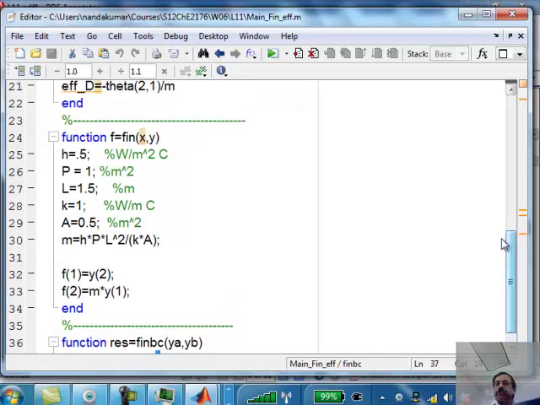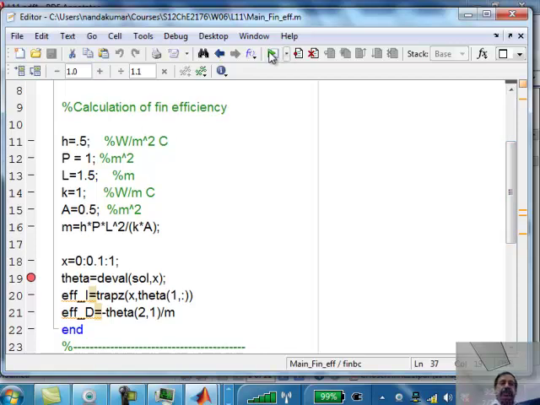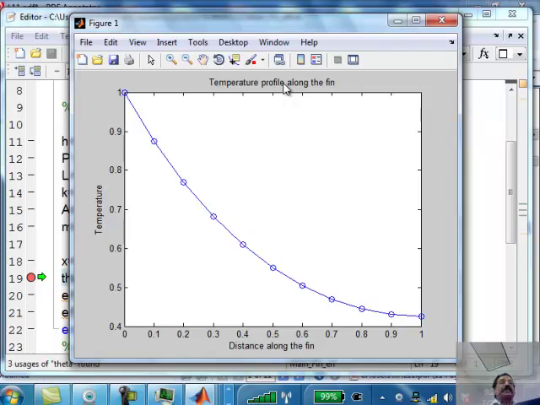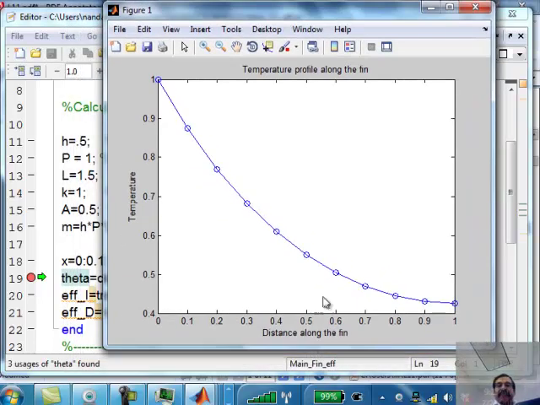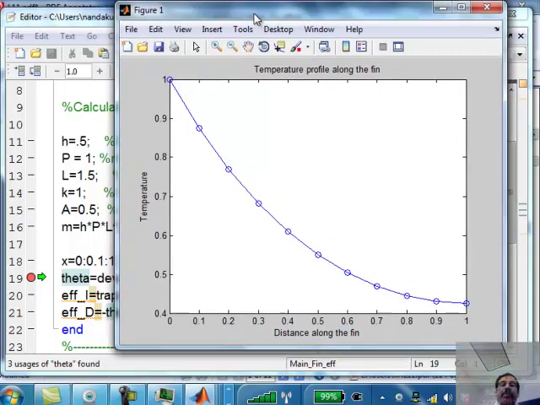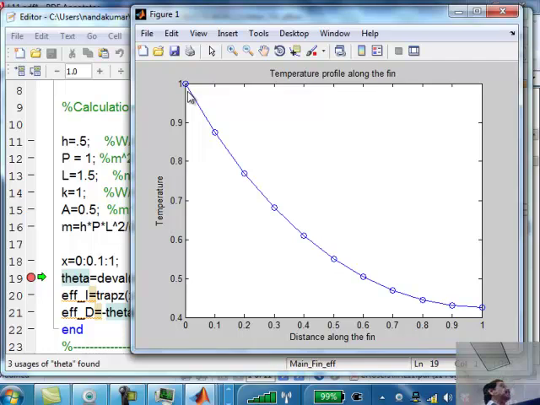If I execute this, it produces the plot for me. This plot is the temperature as a function of the distance along the fin. It goes from 0 to 1 and 0 to 1 on both axes. In this particular case, the axis starts from 0.4 because the temperature is never going below 0.4. MATLAB automatically scales it. What do you notice about this figure?